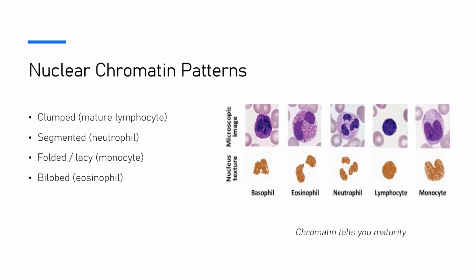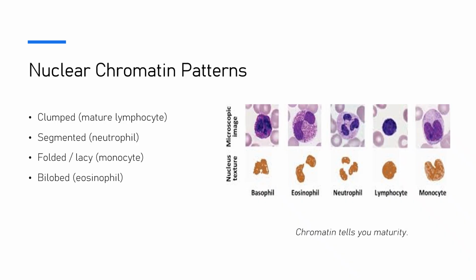Once you've established cell size, the next major clue we evaluate is the nucleus, specifically the chromatin pattern. Chromatin structure tells us two important things: cell type and cell maturity. In fact, one of the fastest ways to recognize leukocytes is by learning their characteristic nuclear patterns. Let's start with mature lymphocytes. These cells have very dense, clumped chromatin, often described as looking like a soccer ball or blocky pattern under the microscope. The nucleus takes up most of the cell, leaving only a thin rim of cytoplasm.